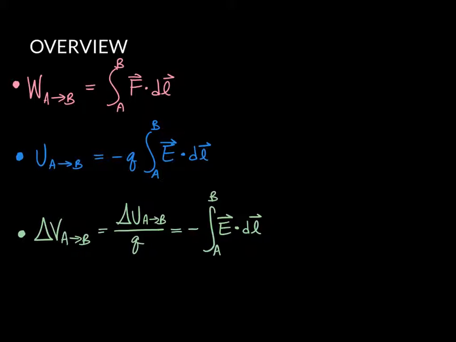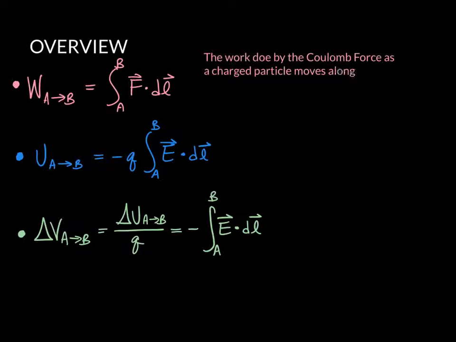So here's these three formulas that I think we've already showed, but I want to kind of overview them first and give some English translation to them. So the work done by the Coulomb force as a charged particle moves along the path A to B.